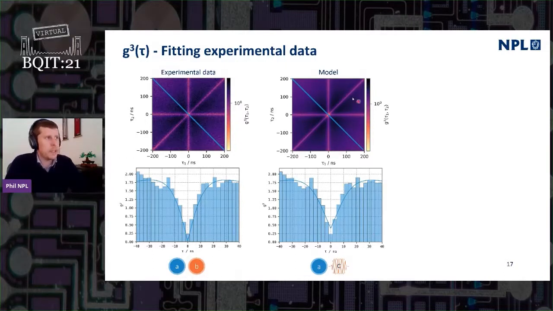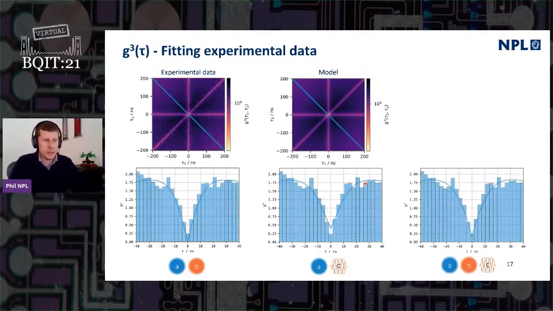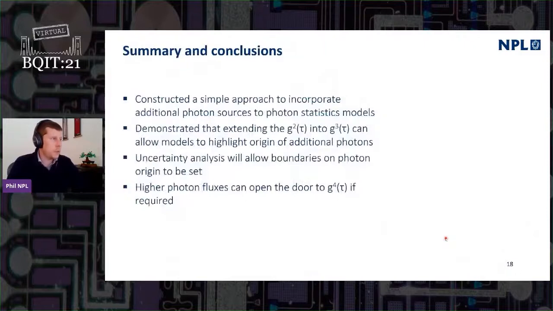But again, because we're fitting over this full 400 by 400 nanosecond region, actually the fit, just assuming uncorrelated photon additions, also doesn't work. So we can blend these 2 models and then arrive at a fit that seems to agree a little better. So that's everything that I've got to talk about. We've constructed a simple approach to incorporate additional photon sources for these statistical models.